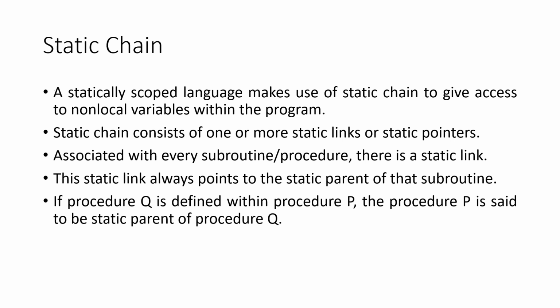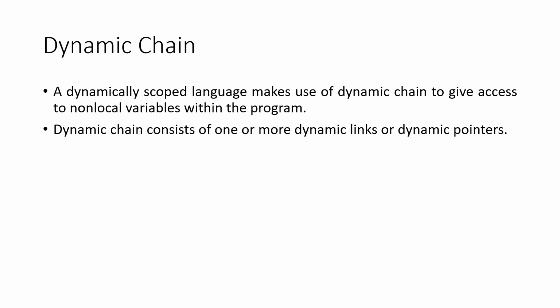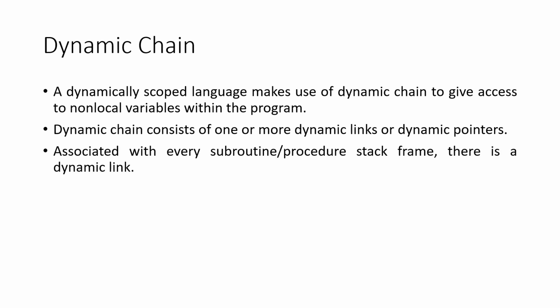On a similar note, we have a dynamic chain also, which is used by dynamically scoped languages. A dynamically scoped language makes use of dynamic chain for the same purpose, like giving access to non-local variables within the program. A dynamic chain consists of one or more dynamic links or dynamic pointers. Associated with every subroutine or procedure stack frame, there is a dynamic link.